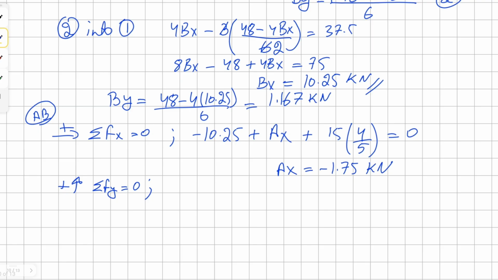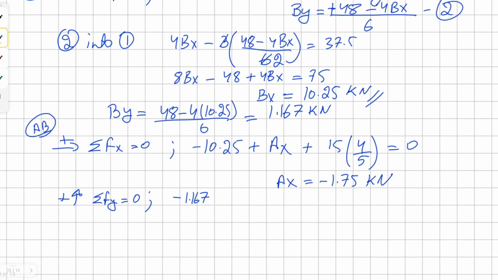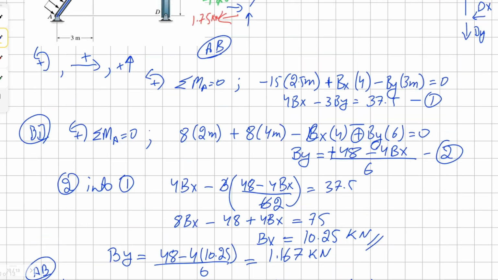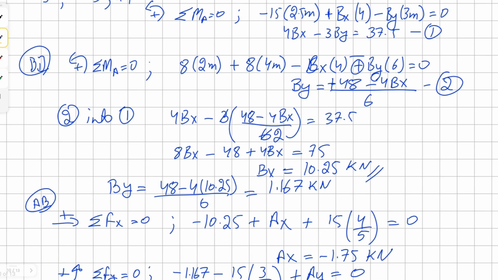So we know our value of By is 1.167, and it's in negative direction. And then we have negative direction for our point load, 3/5, and then our vertical reaction for A is positive. Solving for Ay, we get 10.167 kilonewton. All right, so now we have all the reactions for member AB. We are just missing reaction forces for point D.